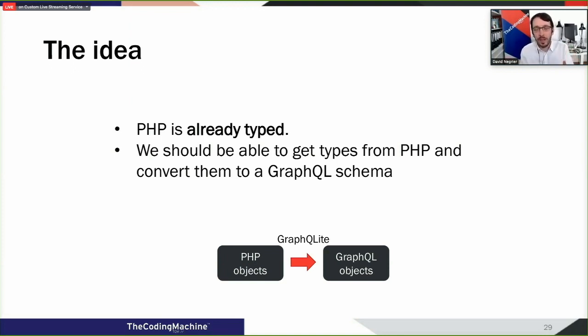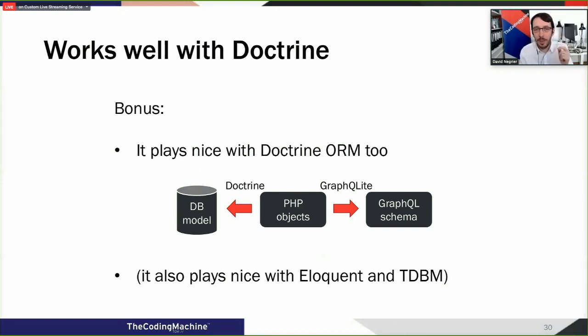And what is kind of fun is that it actually plays quite nicely with Doctrine. Doctrine is the ORM used by Symfony. Basically, in Doctrine, you put annotations in your PHP objects, and Doctrine is doing a mapping between PHP objects and database tables. And from the PHP objects, it can generate the database model. And with GraphQLite, we are doing the same thing. We are starting from the PHP objects, and we are generating a GraphQL schema.